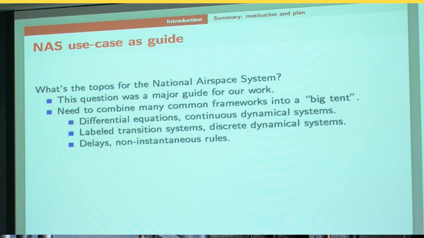So the major guide for our work was, because we didn't know how to make a topos that would accommodate all dynamical systems or everything we'd ever want to do with behavior, that if it can accommodate this national airspace example, then it's kind of rich enough, we thought. And so there's lots of different logics, temporal logics, logics for label transition systems and differential equations. There's lots of ways that people have for putting these together with themselves, but not with each other. So we wanted a big tent formalism.